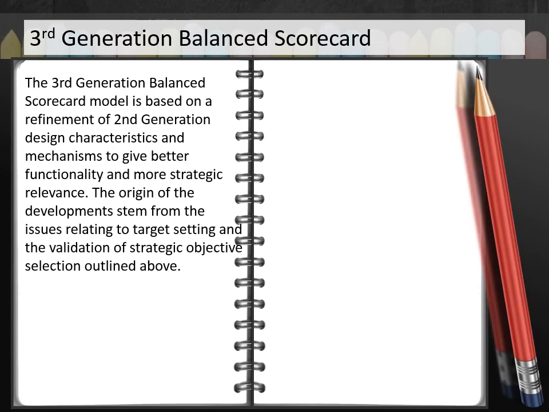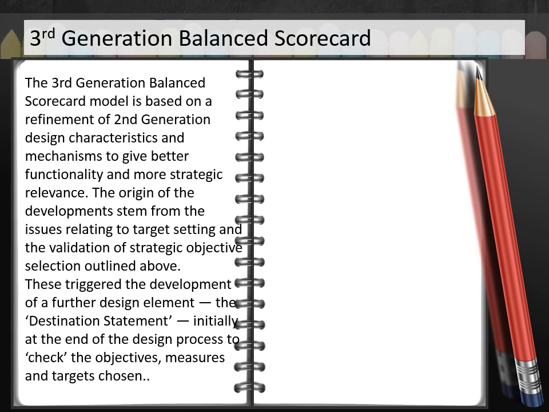This is based on a refinement of the second-generation design characteristics and mechanisms to give better functionality and more strategic relevance. The origin of the developments stem from the issues relating to target setting and the validation of strategic objective selection outlined above. These triggered the development of a further design element, the destination statement, initially at the end of the design process to check the objectives, measures, and targets chosen.